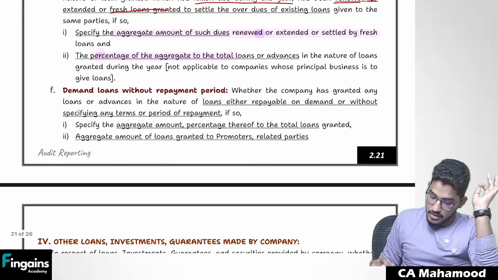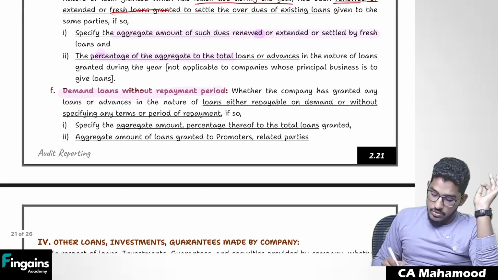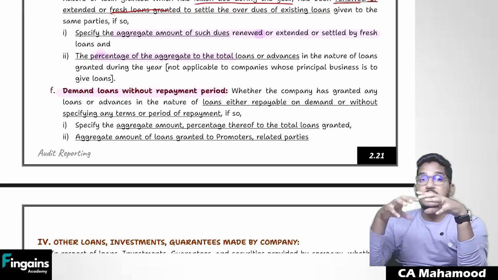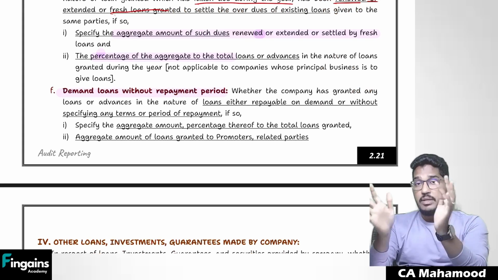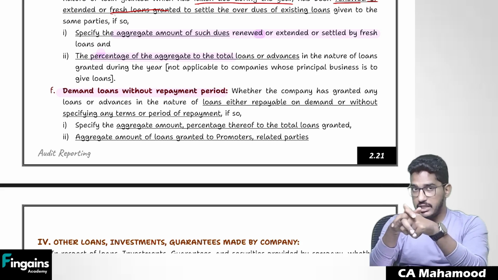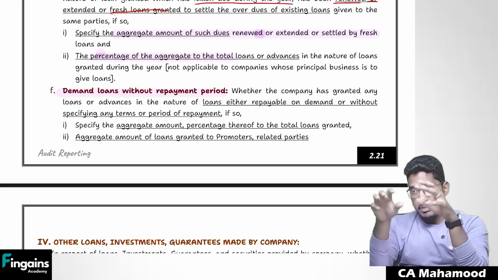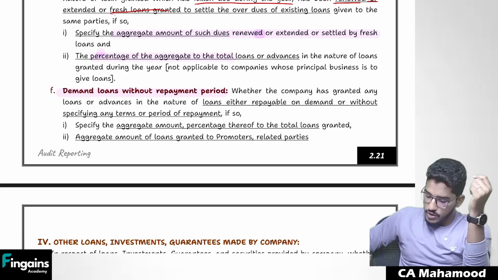Understood? Next one, demand loans without repayment period. Whether your client company has given any loan without mentioning any repayment period. You tell me, if the client is giving loan without mentioning any repayment period, is it good thing or bad thing? It is a bad thing. Then you have to report it. So what do you have to report?